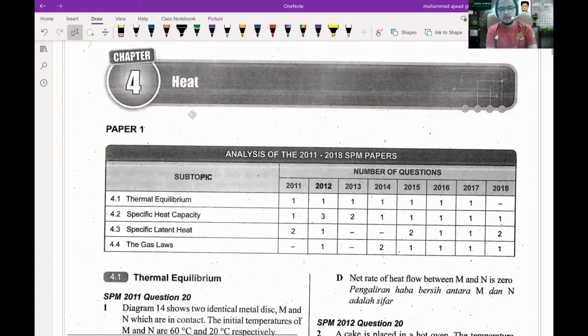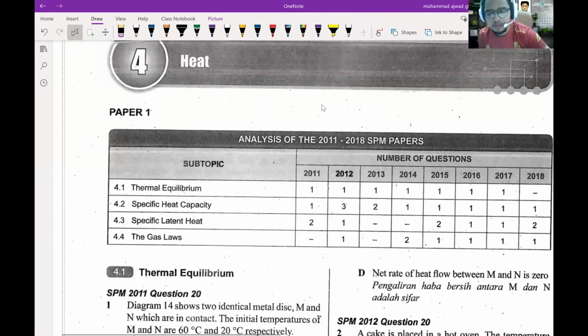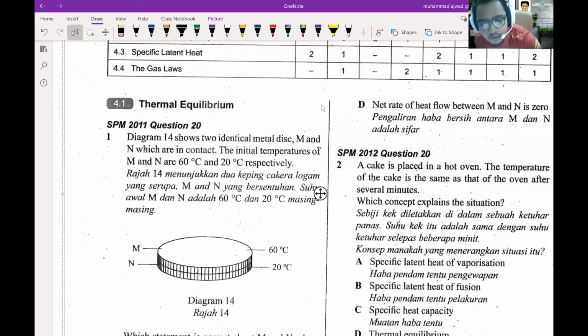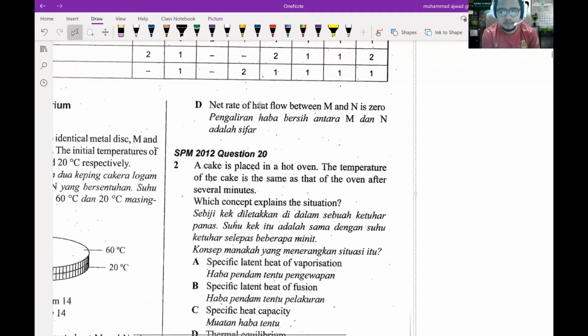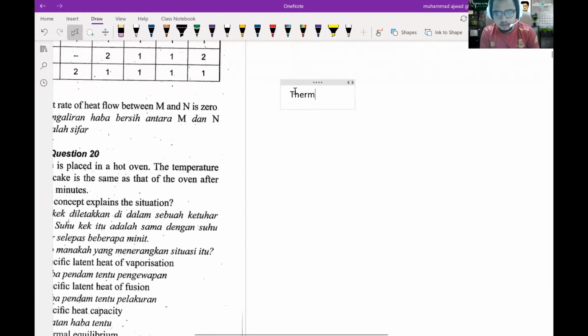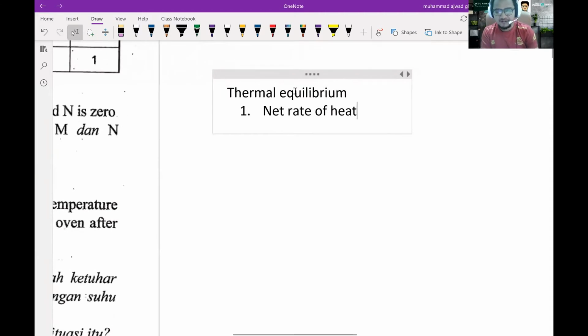So, start with this chapter, heat. Kita pergi pendek je. Thermal equilibrium. 3 important things that you need to remember about thermal equilibrium. Okay, siapa boleh bagi tahu 3 perkara kalau cakap thermal equilibrium, 3 perkara ni tak boleh lupa. Apa dia? Okay, net force equals to 0. Net tu dah betul dah, tapi bukan net force. Net rate of heat flow. Okay. Net rate of heat flow equals to 0.